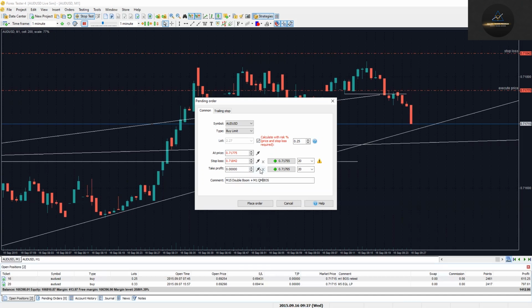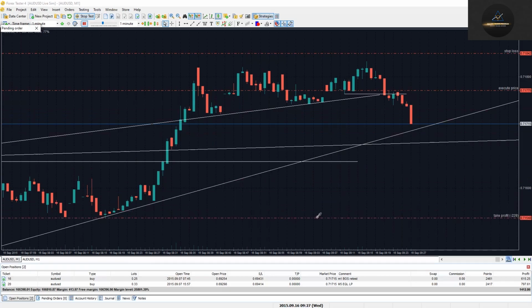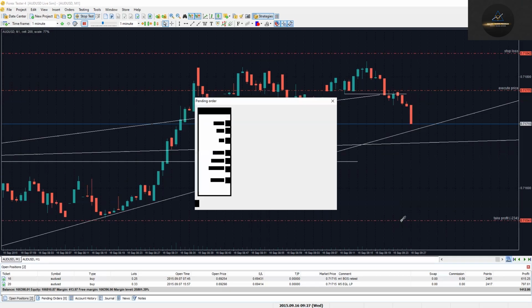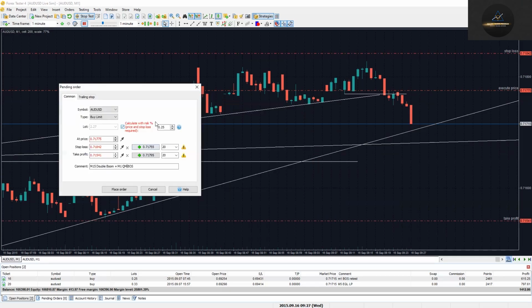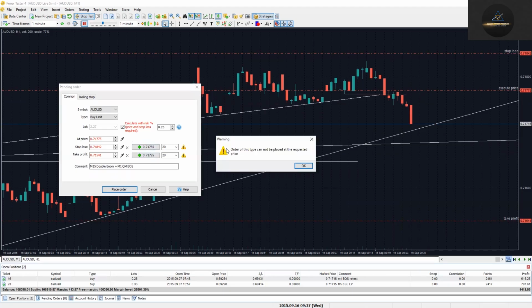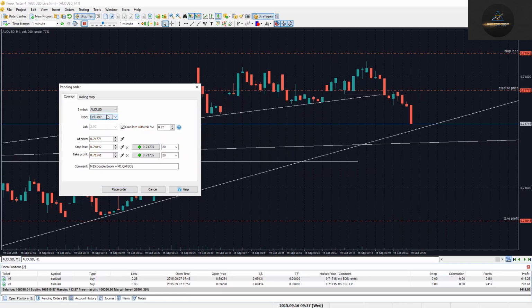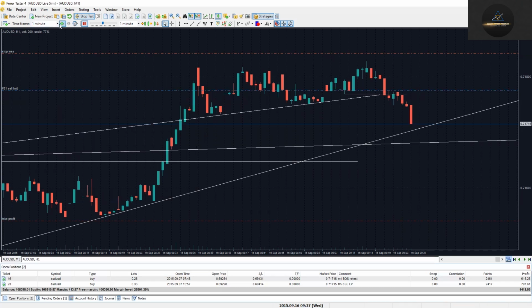First TP. I like these equal lows. So stop is about, was it 7 pips? TP's around, it's about 3R, and that's just half of the position. Oh, what's going on? Order of this type cannot be placed at the requested price. It needs to be a sell limit. Okay, sell limit is done.